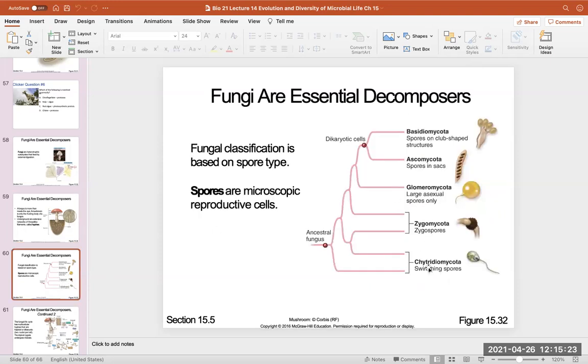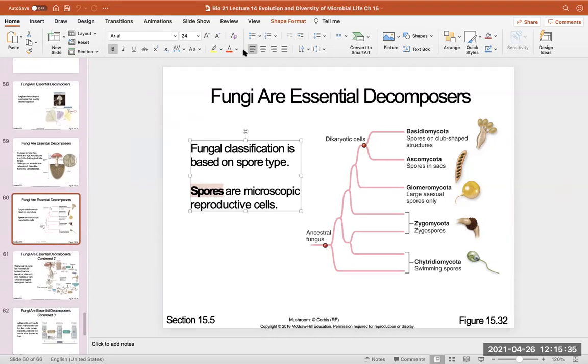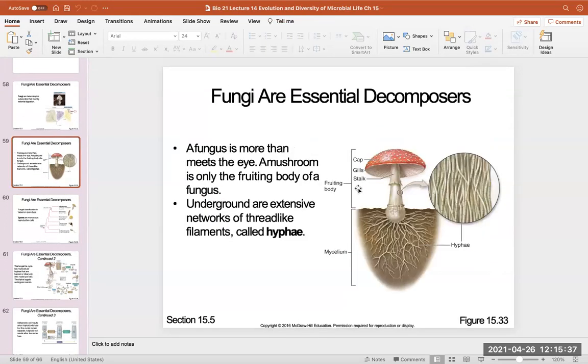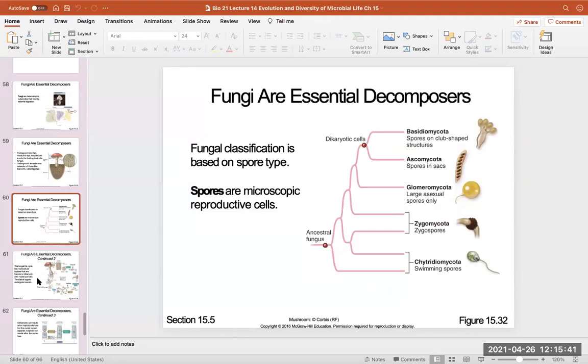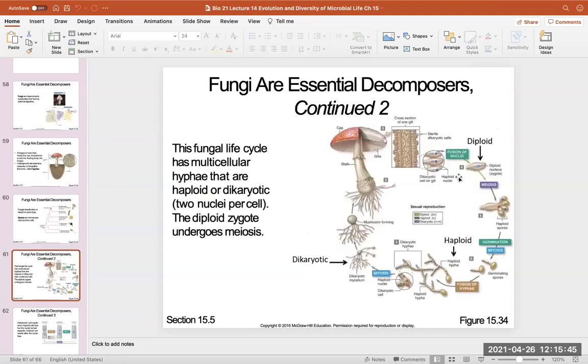You don't need to know the different names, but you do need to know they make spores. And you also need to know what dikaryotic is. Professor, which one did you say was the reproductive structure? The fruiting body. Okay. So know that they make spores. You don't need to know this life cycle, but you do need to know what dikaryotic means.